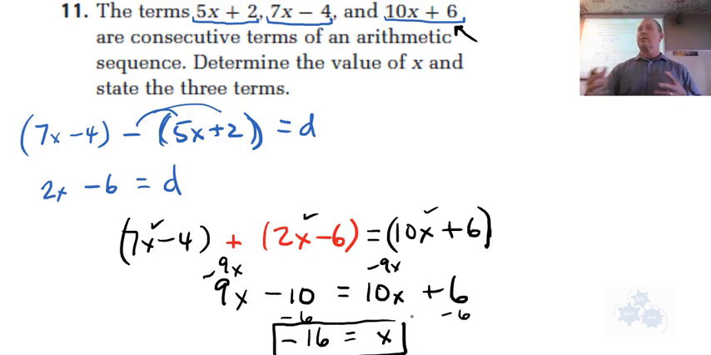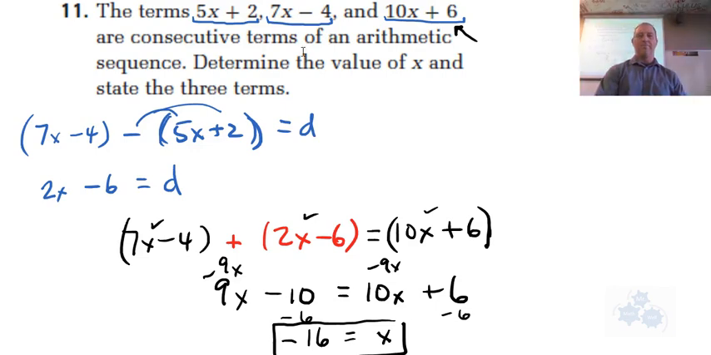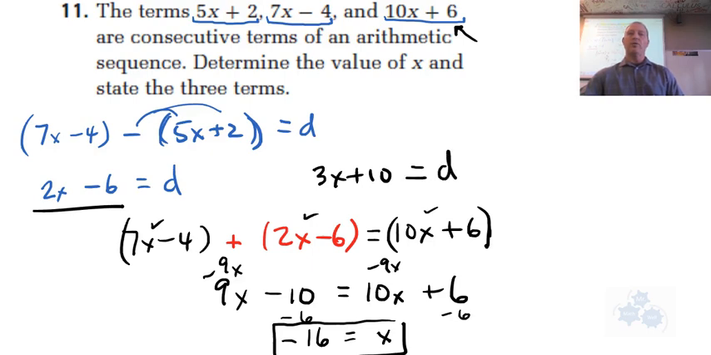You may have done this a slightly different way. Did anyone do it a different way? Is it easy to explain the difference between what you did and what I did? That's actually a very valid second method. You took the difference between the first two terms and got this, then you took the difference between the second two terms and got a different expression. What was your expression? 3x plus 10, okay? That also equals the difference.